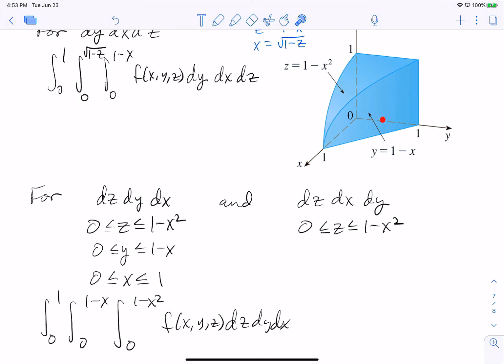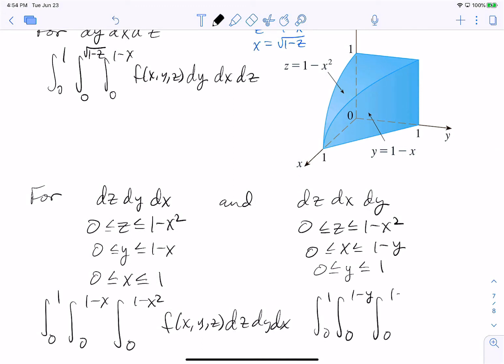And we can see that x goes from 0 to the line y equals 1 minus x, which means that x will go from 0 to 1 minus y, solving that equation, y equals 1 minus x, for x. And then we can see that y goes from 0 to 1.